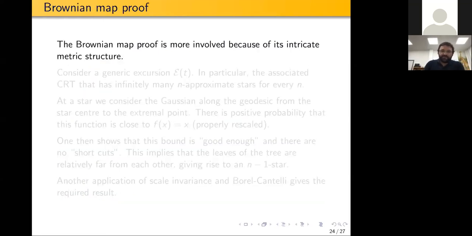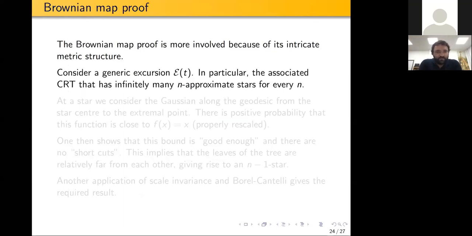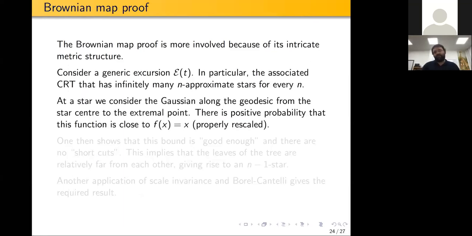For the Brownian map, it's a bit more involved, because, well, you're already living on this tree. So let's say we are on this tree, which has this property of having these infinitely many stars, which have as high number of these rays as you want. We now also need to make sure that this Gaussian that you define along this star has nice enough properties, and that they are all kind of going away from each other. And that's the tricky point.